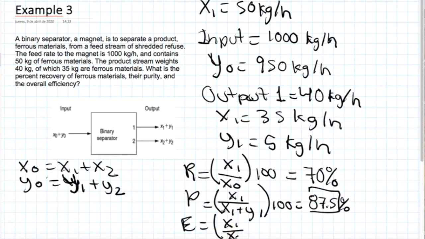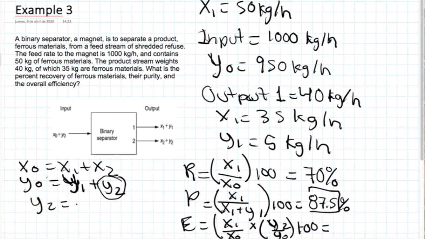And for the separator efficiency, it is x1 over x0 multiplied by y2 over y0. We need information on y2. We have these two values, so we are then able to calculate y2, which is equal to 945 kilograms per hour, and with this value you can now calculate the efficiency, which should be 87%.